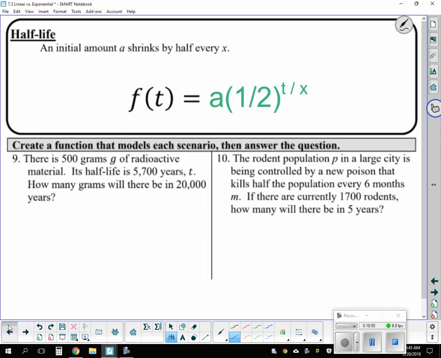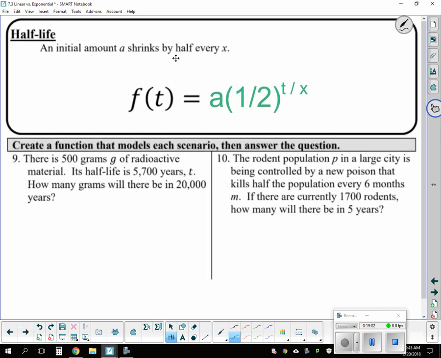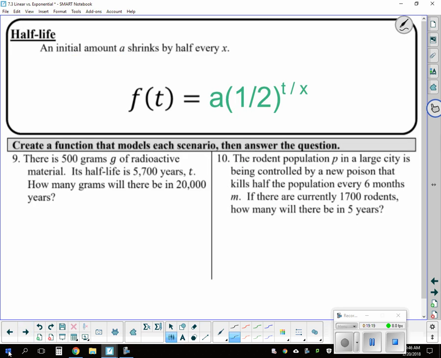Okay, along with doubling, we can kind of go the opposite way and talk about halving or half-life. And this is something I think you've talked about in science class, or at least hopefully you did at this point. And it's an initial amount A that's shrinking by half every x. So it's almost the exact same equation. It's just instead of a 2, it's a 1/2. So really any time that you are aware of something tripling in a certain time period or quadrupling in a certain time period, you can use this. You just have to change what that growth or decay factor is.